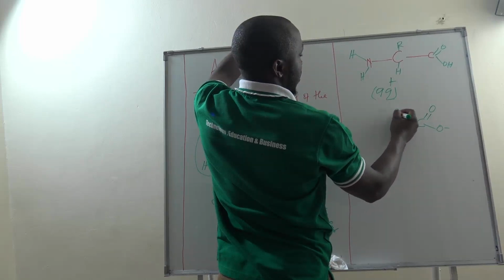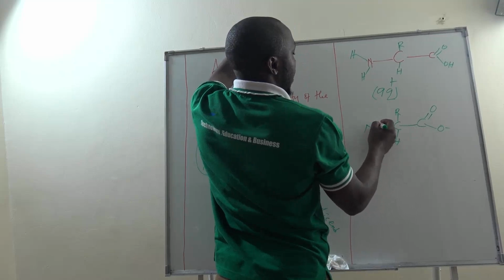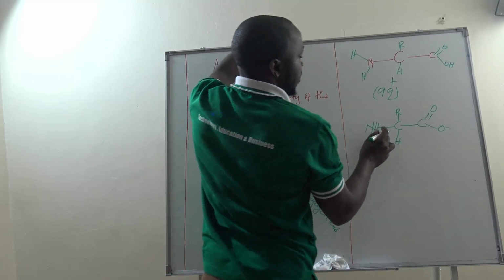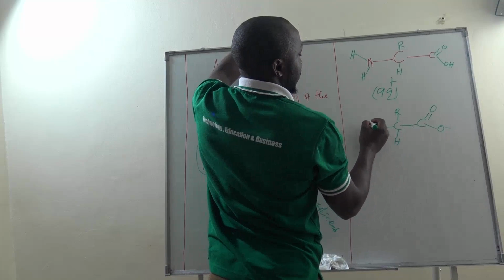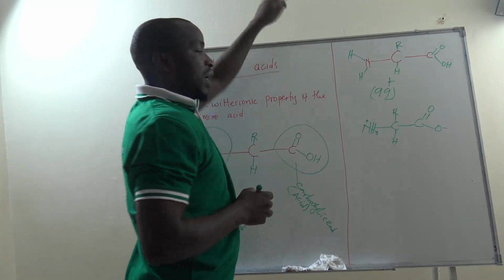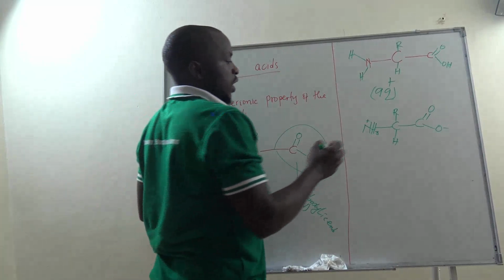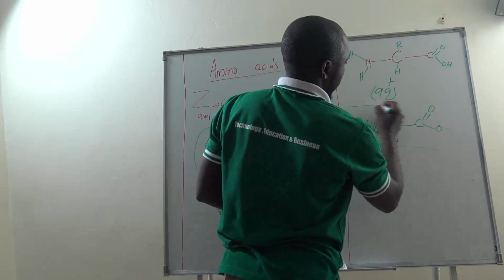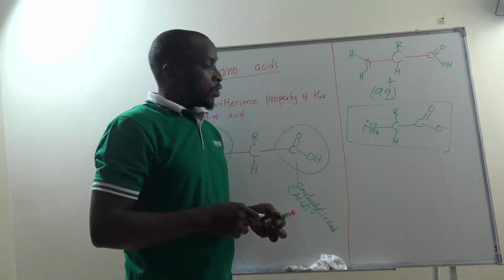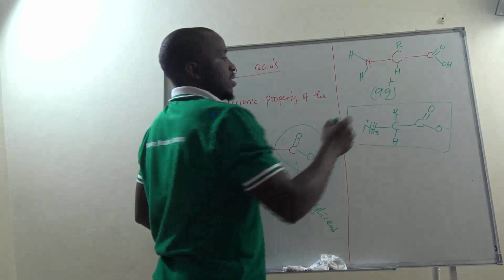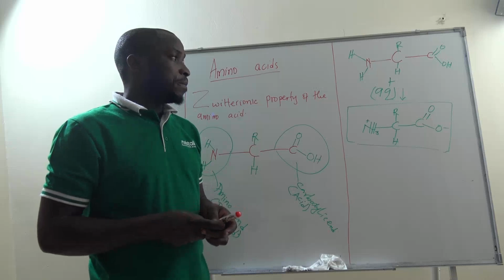These are still unionizable groups. The basic end gains the proton that is lost there, such that the nitrogen now becomes positively charged. So this ion that comes out when an amino acid is dissolved in water is what we are calling a Zwitterion.